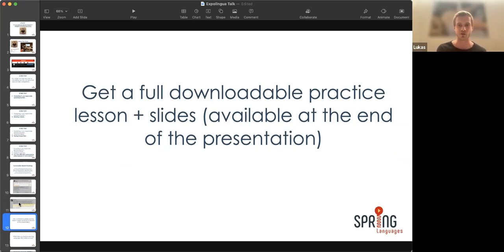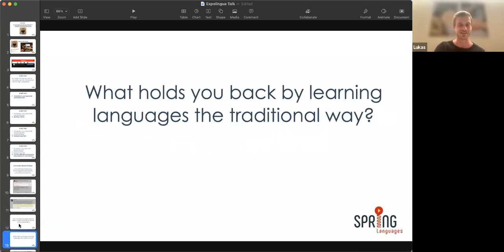We'll make all of that available at the end of the presentation. So there'll be a link at the end of the presentation where you can download all the materials. So no need to take notes unless you want to, of course. Vamos a empezar, no? Let's get started. And to do so, to explain to you why chunking works so well and what it is, we first need to take a look at what's holding you back by learning languages the traditional way.